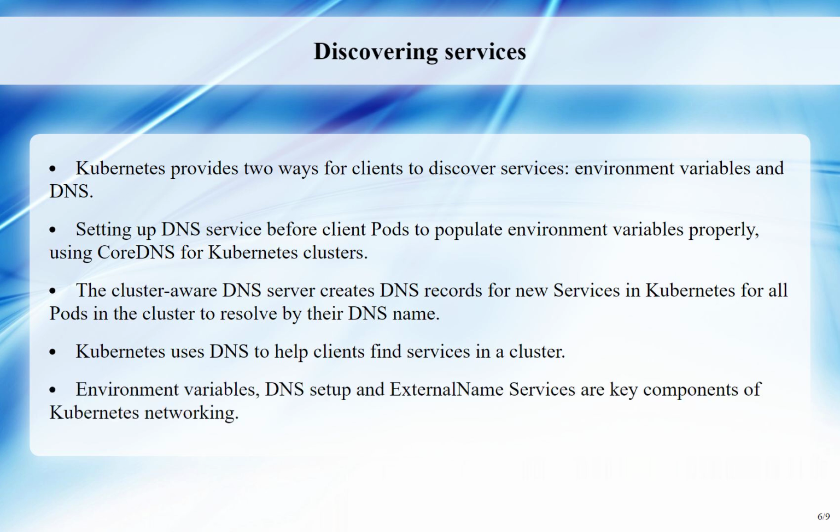In conclusion, Kubernetes provides environment variables and DNS as primary methods for clients to find services within a cluster. Environment variables require creating services before client pods, while DNS setup through an add-on enables automatic resolution of services by their DNS name. DNS SRV records are supported for named ports, and ExternalName services can only be accessed through the Kubernetes DNS server. Further details on external name resolution are available in the Kubernetes documentation.